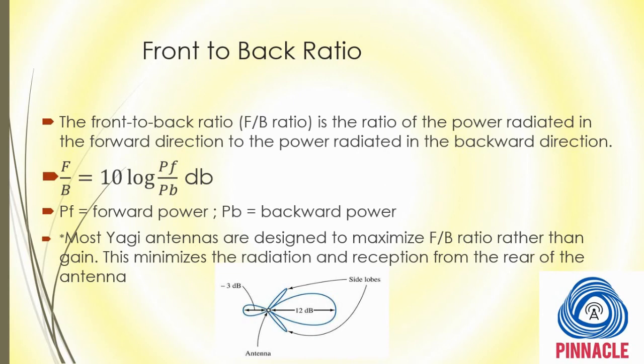Now, how to measure the efficiency of Yagi-Uda antenna? The parameter is front to back ratio. The definition of front to back ratio we already studied, but for revision, it is the ratio of power radiated in the forward direction to the power radiated in the backward direction. F divided by B is equal to 10 log PF divided by PB decibel, where PF is forward power and PB is backward power. Most Yagi antennas are designed to maximize front to back ratio rather than gain. This minimizes the radiation and reception from the rear of the antenna.